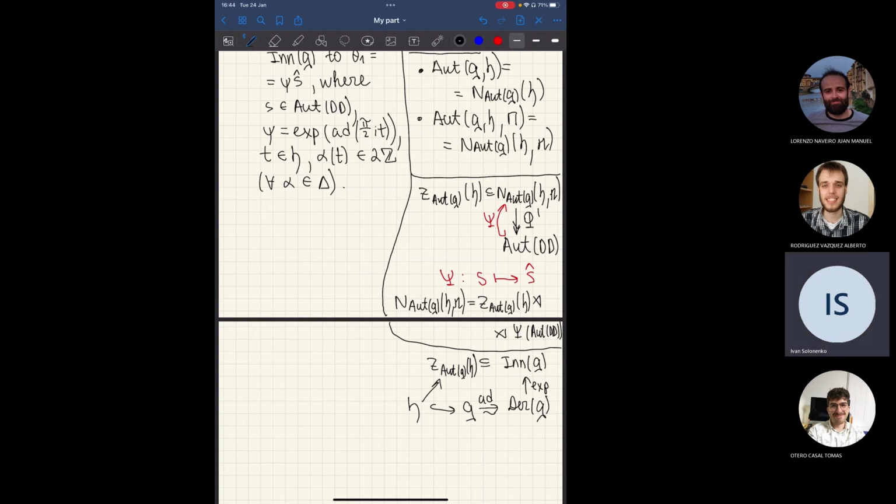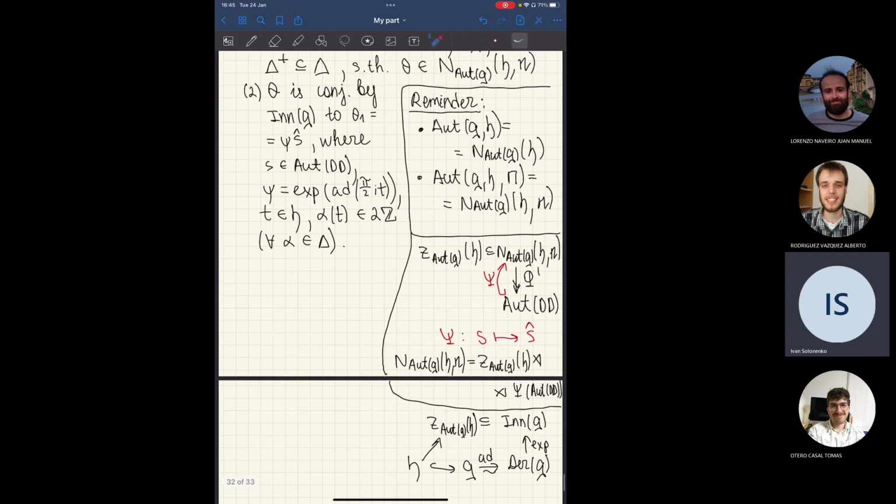If the group, this centralizer is precisely elements of the form the exponent of the adjoint, small ad, of something from H. So in particular, this guy is just some specific element of this centralizer. The point here is that we can make it some very special element, not just some X of adjoint. We can have this condition.